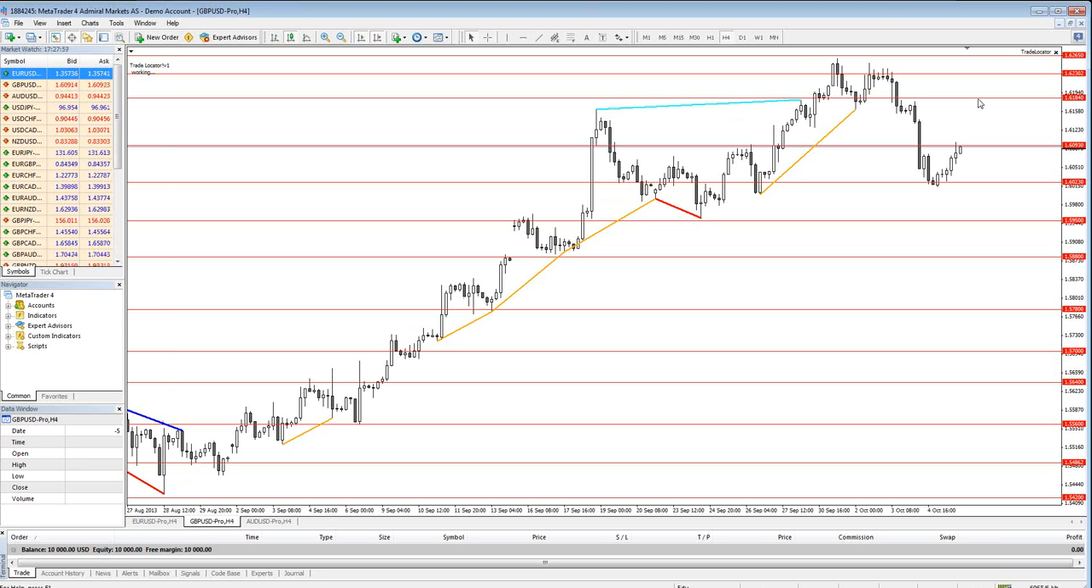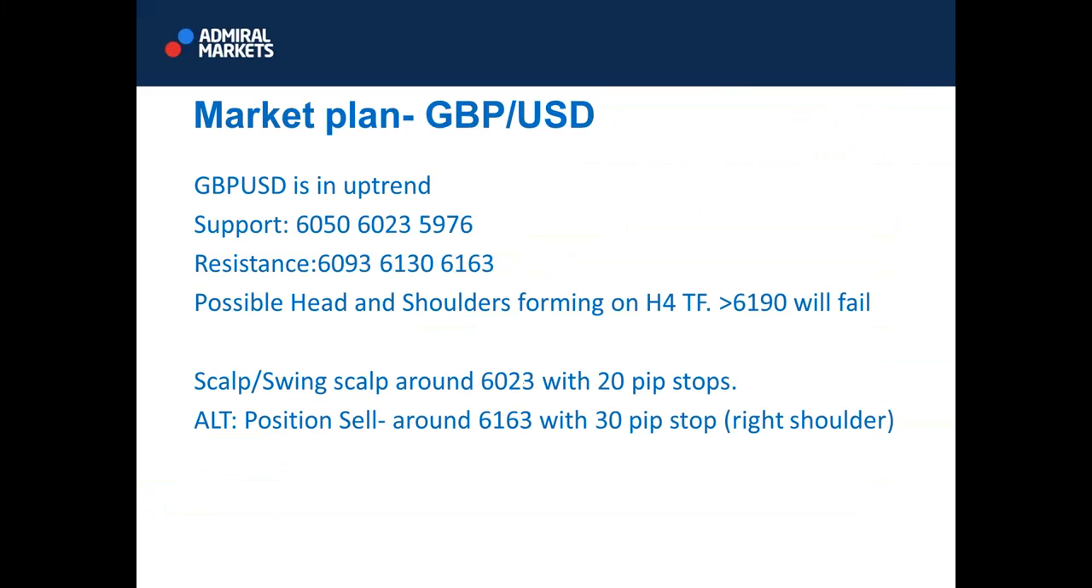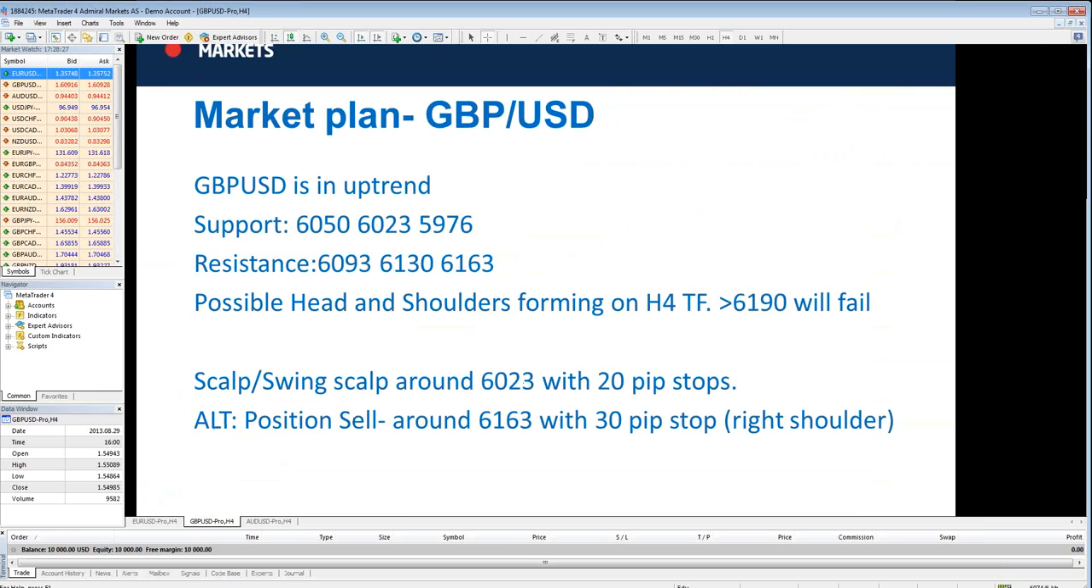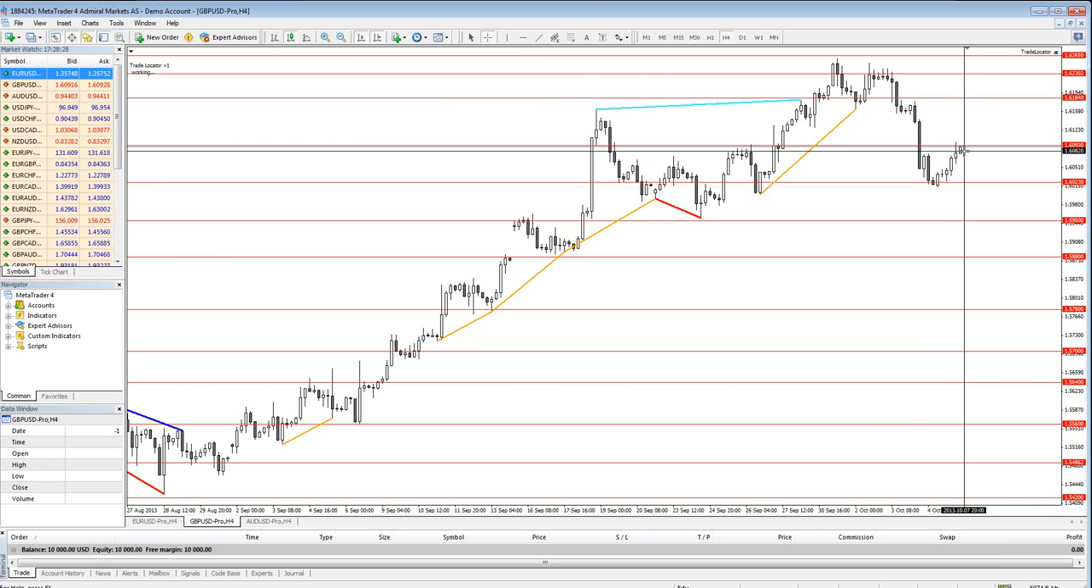If it comes here, you see 60.23 level. How many times has it been tested? 1, 2, 3. And 3 candles failed to go below 60.14. So that is why I'm saying swing scalp around 60.23 with 20 pip stop. It can be even less, 15 pip stop. And then this has a potential to make a right shoulder. So pay attention to this.